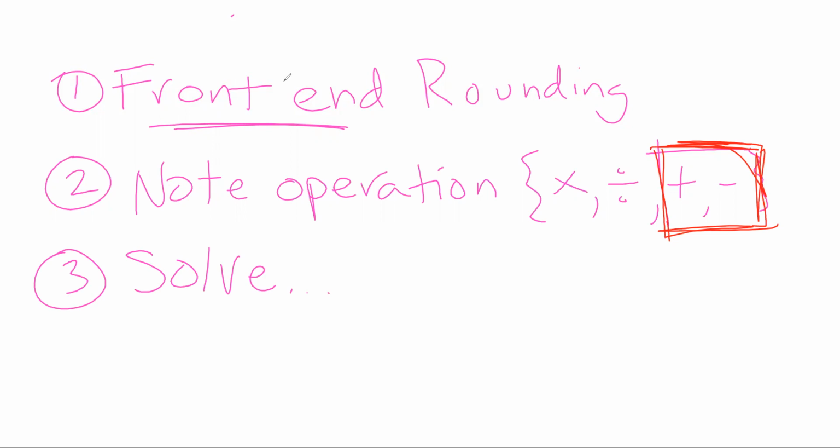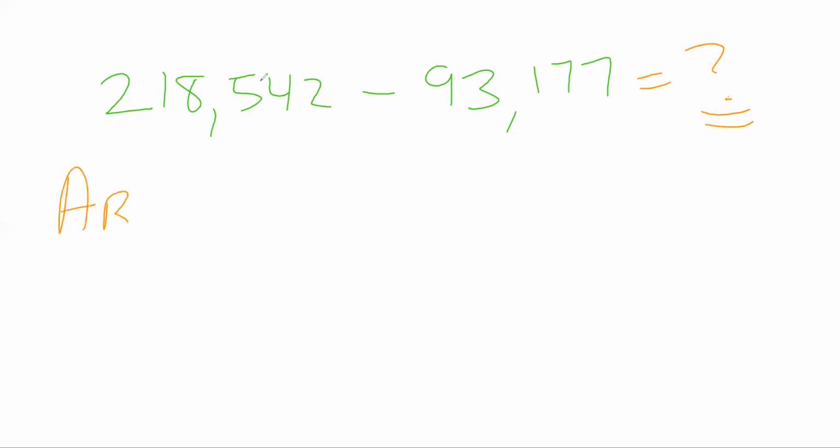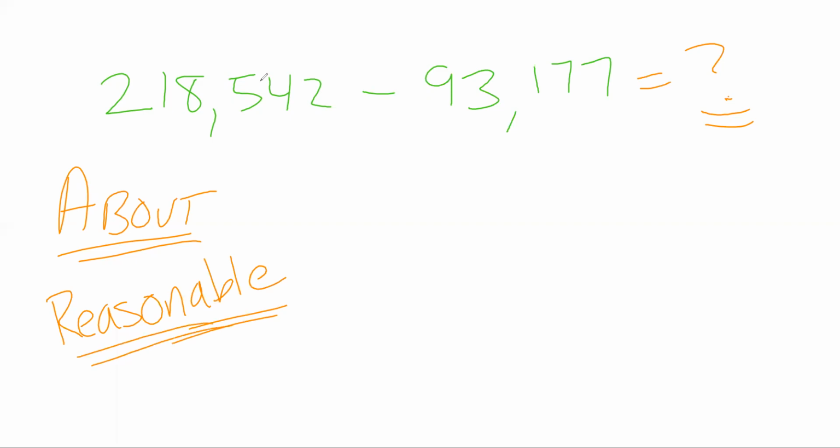Let's say we have 218,542, and we're going to take away 93,177. We're estimating, so we're actually not solving this. We don't want the real answer right now. We want an estimation. We want to know about how much this will be. We do this skill to help us get an idea, so that when we do the real work, we can ask: is our answer reasonable? Does it make sense? Are my estimation and my answer similar? Are they close?